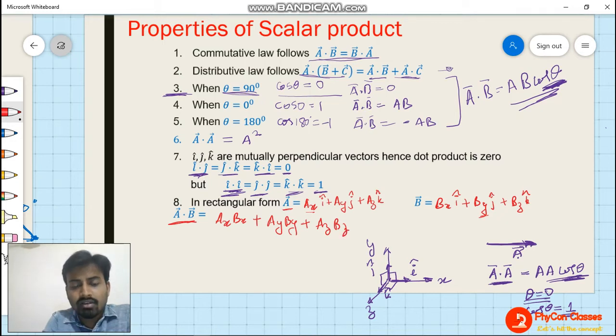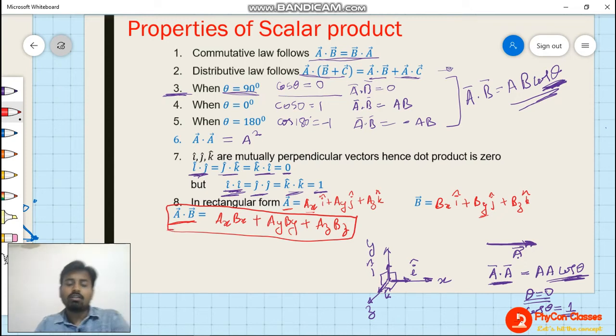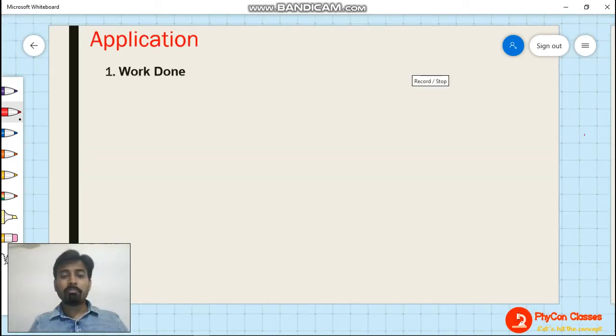Understand? So for the dot product answer, you just need to multiply the magnitude of i cap with i cap, plus j cap with j cap, plus k cap with k cap. That will give you the dot product between A and B when they are written in rectangular form. Clear?